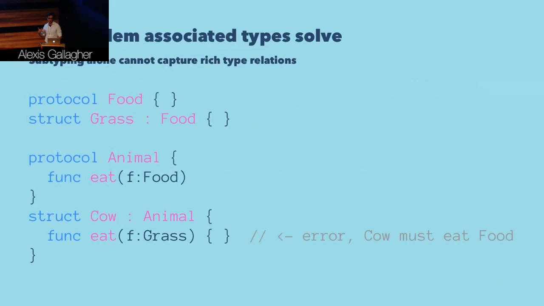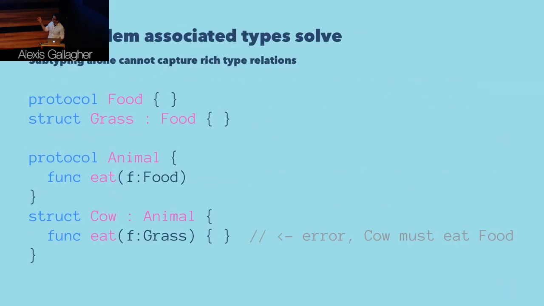So this is a classic example. Let's say I have a protocol food, and then grass is a kind of food. So it's adopting that protocol. And let's say I have a protocol animal, and every animal eats some kind of food. But you see, I'm not using an associated type. I'm just saying animals eat food. And now let's say I want to specify that a cow, which is a kind of animal, eats a particular kind of food, grass. If you try to do this, you get an error.